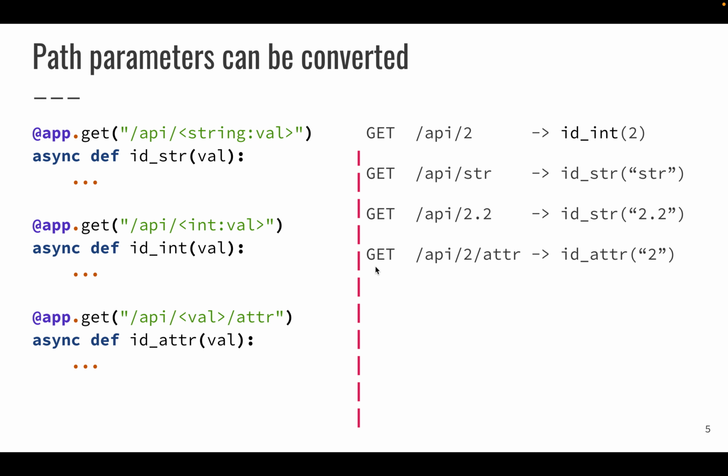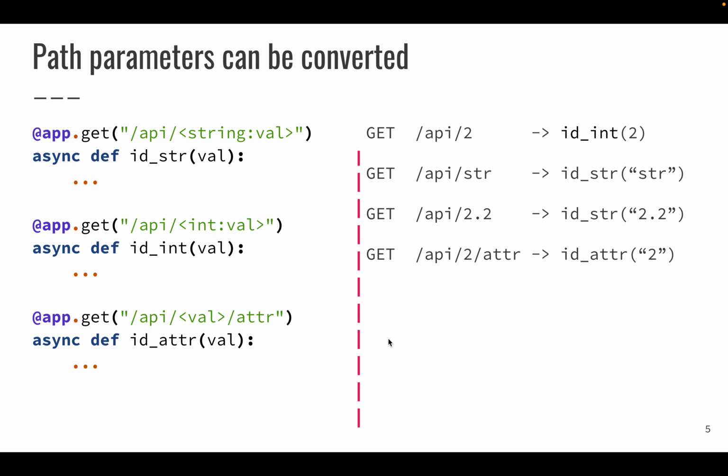And finally, a get request to slash API slash 2 slash attr calls id_attr with a value of 2, not id_str with a value of 2 slash attr, because these converters, especially the string converter, will convert any string value excluding forward slashes. So I just want to emphasize that part there.